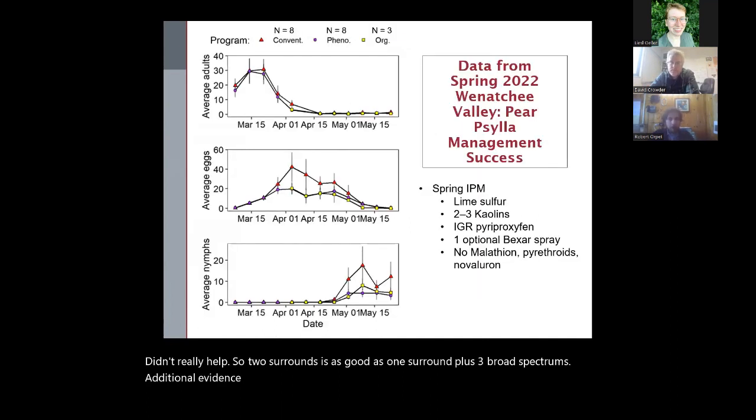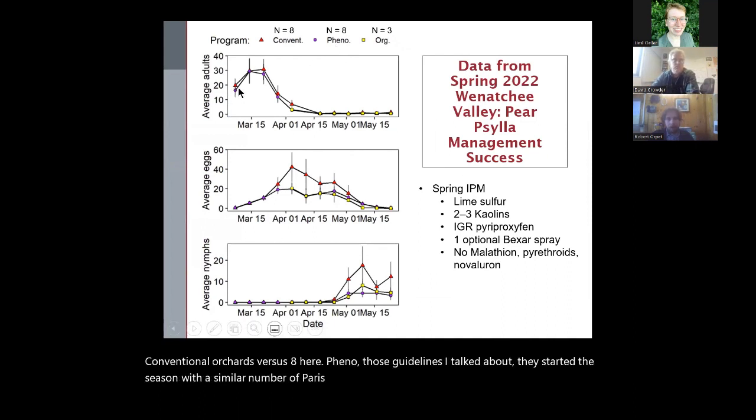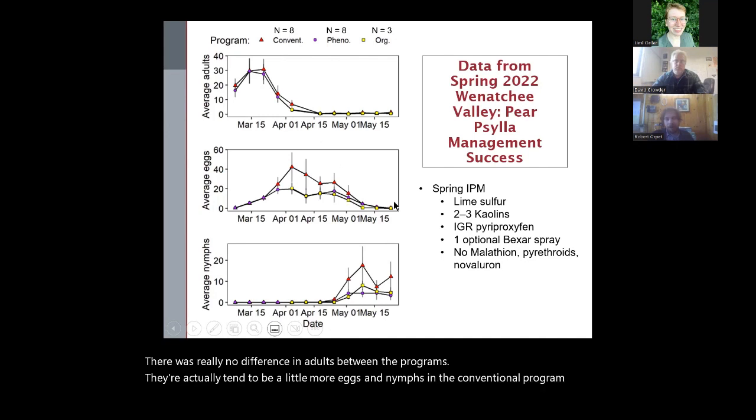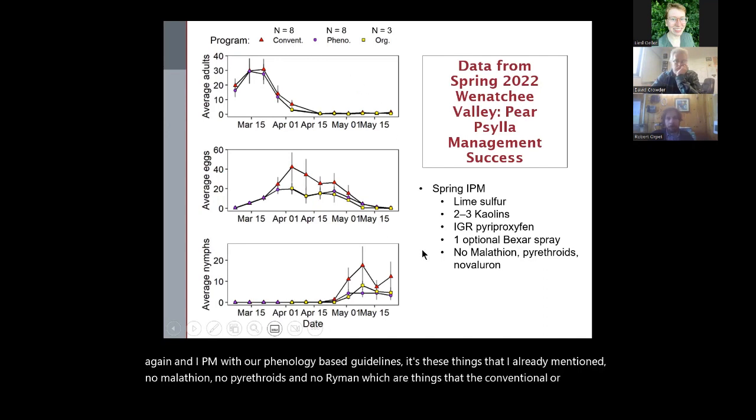Additional evidence comes from my ongoing evaluation of our guidelines in commercial orchards. So we had 8 conventional orchards versus 8 here at Pheno. Those guidelines I talked about, they started the season with a similar number of Pear Psylla adults. As sprays went on for the rest of the spring, there was really no difference in adults between the programs. There actually tended to be a little more eggs and nymphs in the conventional program. So again, in IPM, with our phenology-based guidelines, it's these things that I already mentioned: no malathion, no pyrethroids, and no Ryman, which are things that the conventional orchards usually used.